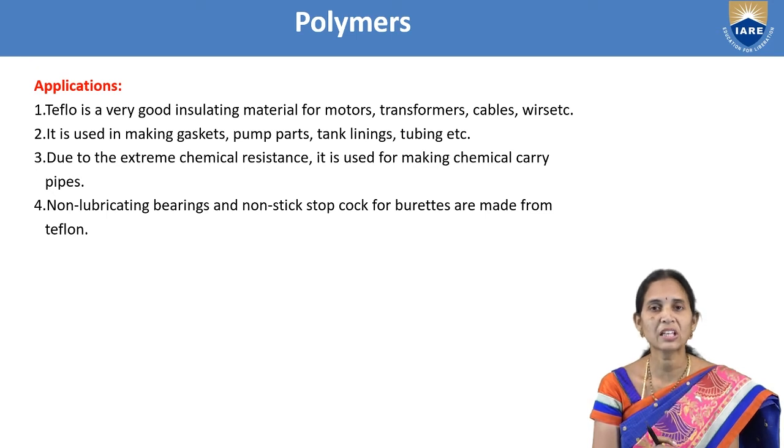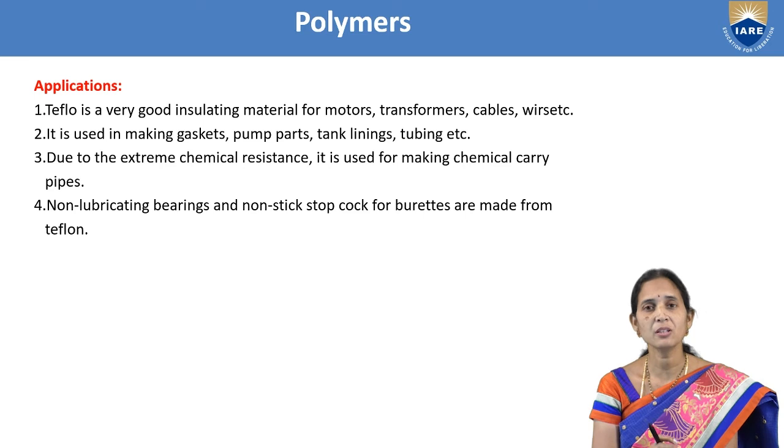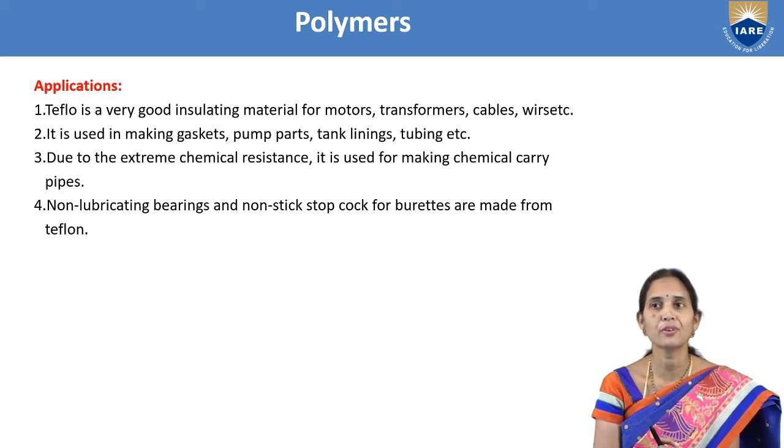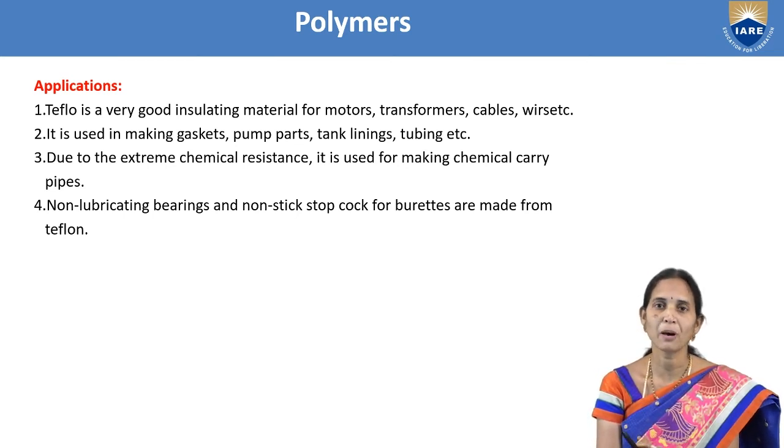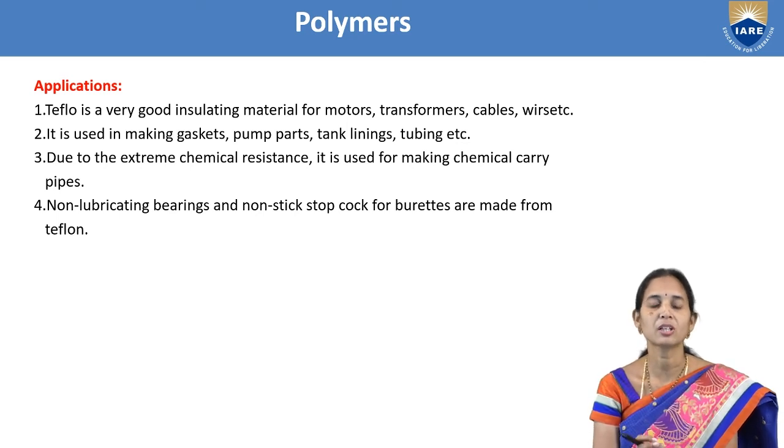It is used in making engine gaskets, pump parts, tank linings, and tubing. Due to its extreme chemical resistance, it is used for making chemical carry pipes. Chemical carry pipes means that by using Teflon we can make pipes through which chemicals can flow.